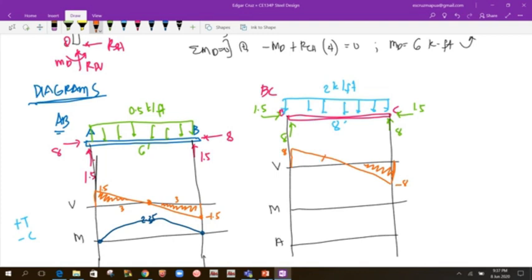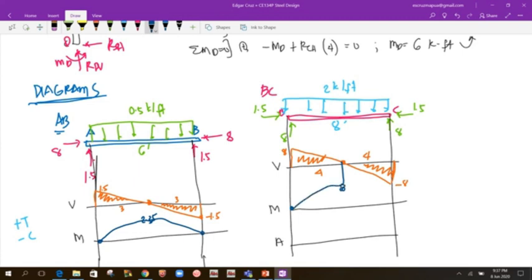So, it consists of 2 triangles. And of course, this point of intersection would be kalahati ng 8, so 4. Ito rin ay 4. Okay? So, next is for the moment diagram. The moment diagram is similar to this one. The moment here is 0. Tapos, maximum moment at the point of 0 shear. Diba?